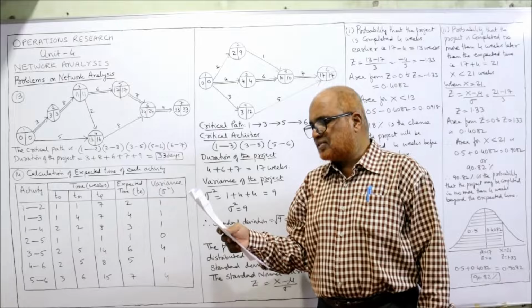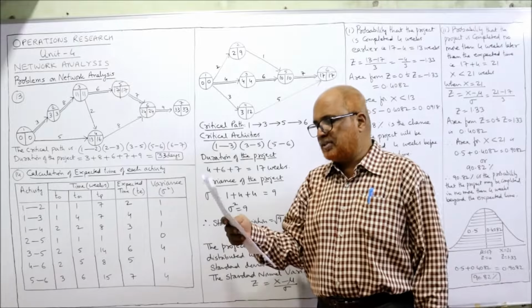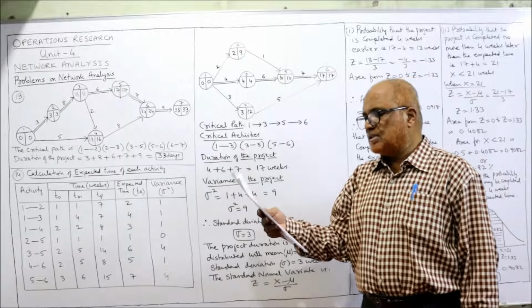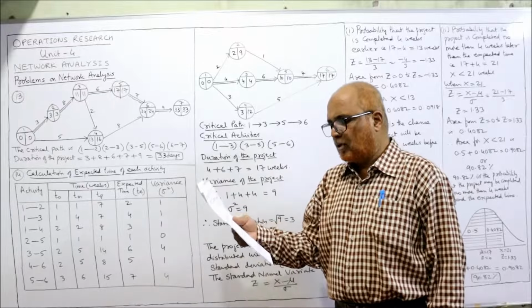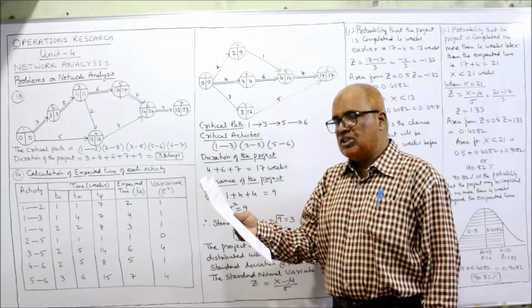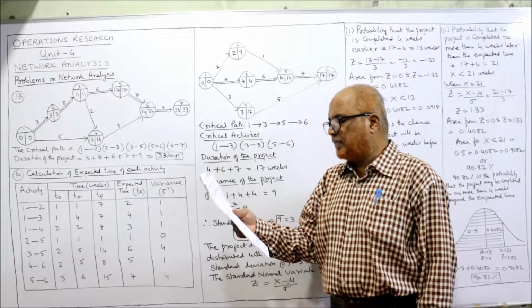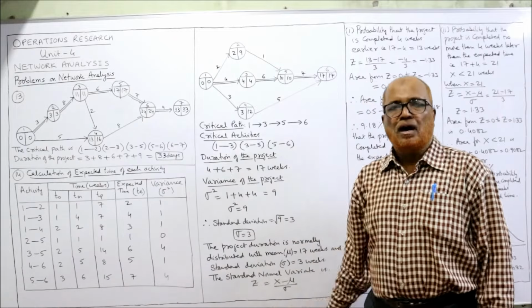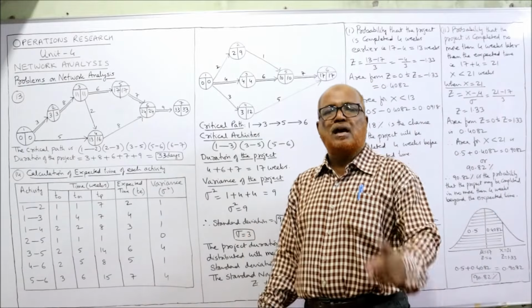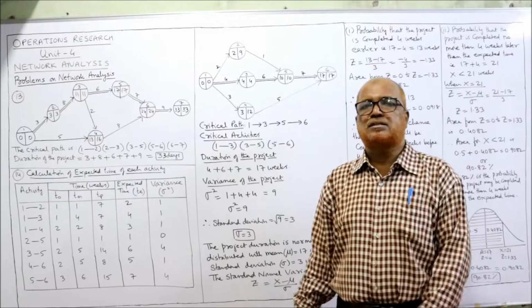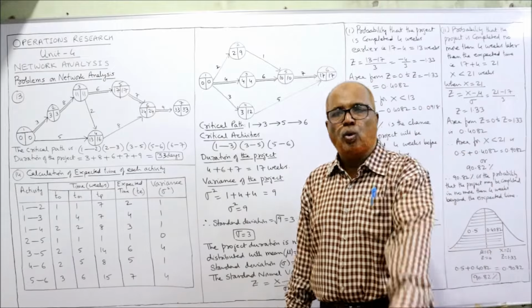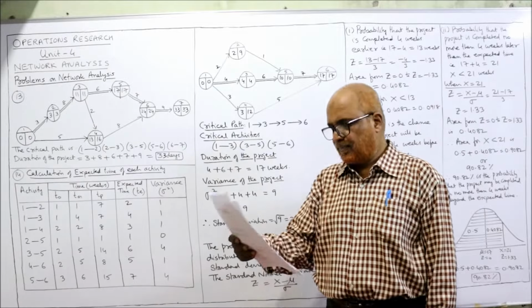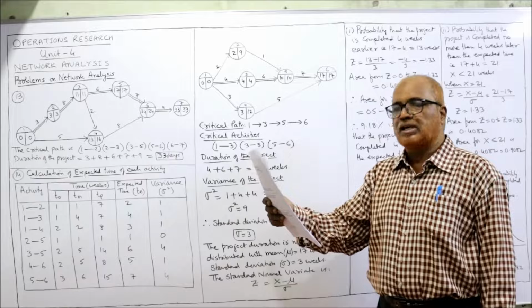A project is composed of 7 activities whose time estimates are listed in the table below. The activities are given as 1 to 2, 1 to 3, 1 to 4 and so on, with optimistic time TO, most likely time TM, and pessimistic time TP. The time is given in weeks. Again, we combine these 3 time estimates and calculate one expected time by applying the formula (TO plus 4TM plus TP) divided by 6.